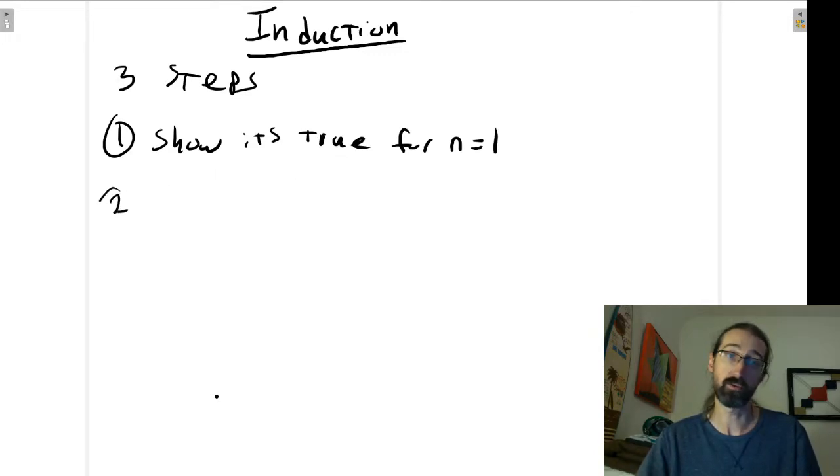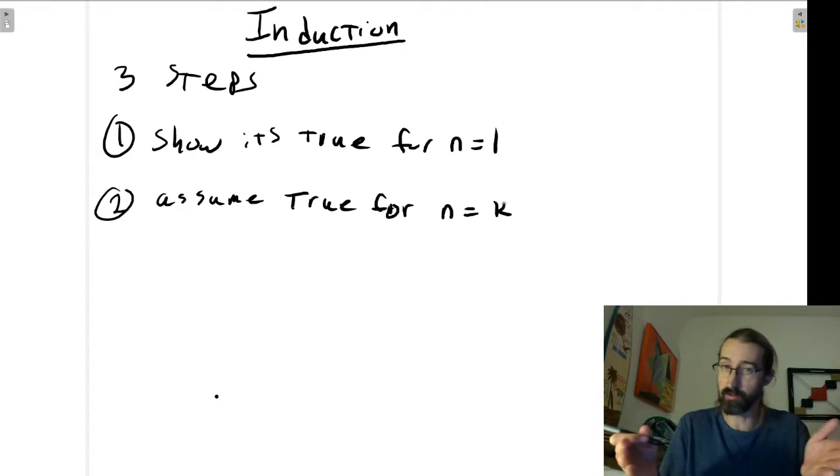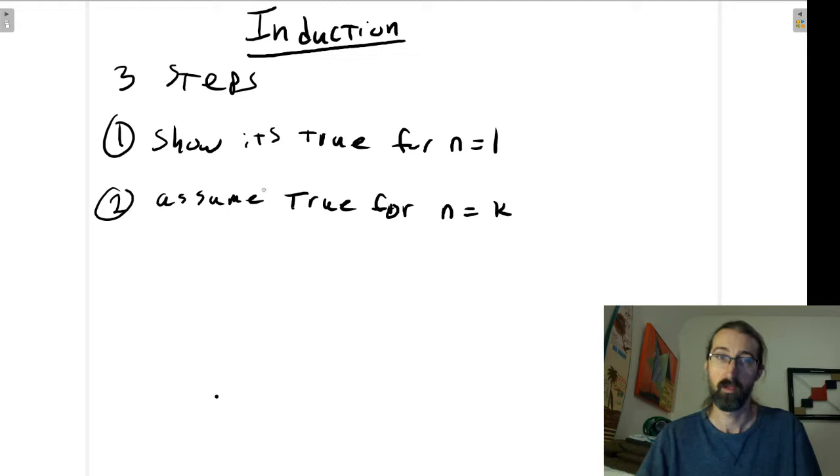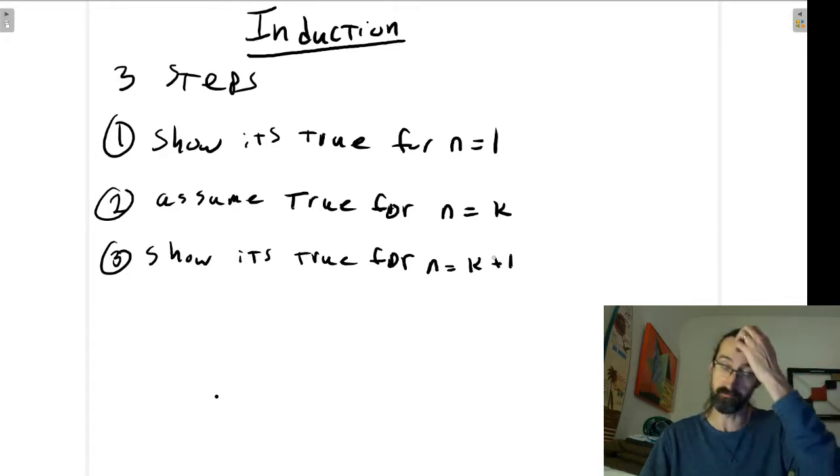The next step is you assume that it's true for some n equals an arbitrary amount of numbers. It's true for 1, so it's got to be true for some amount of numbers. And then the third step is you show that it's true for the next n, k plus 1. You show that it's true for the next step, right?